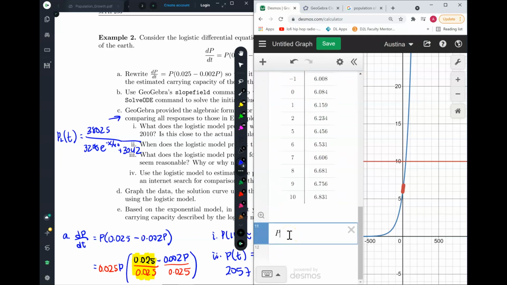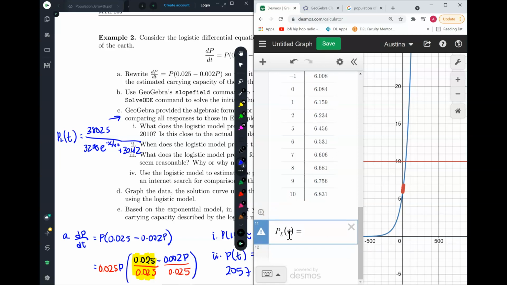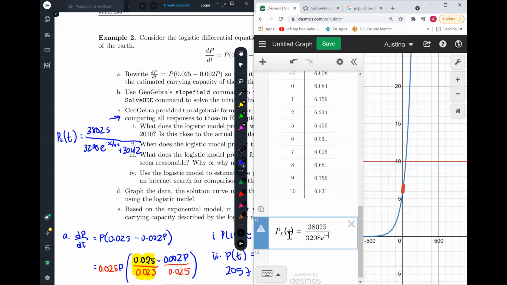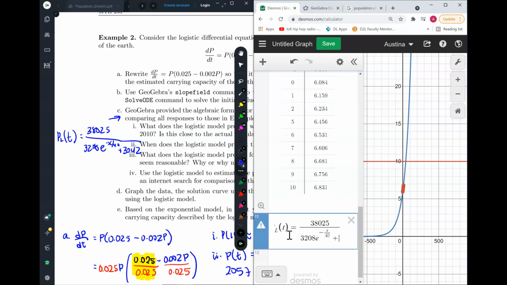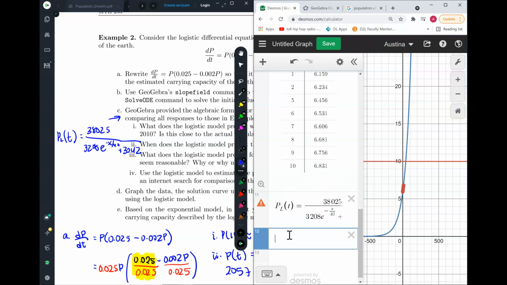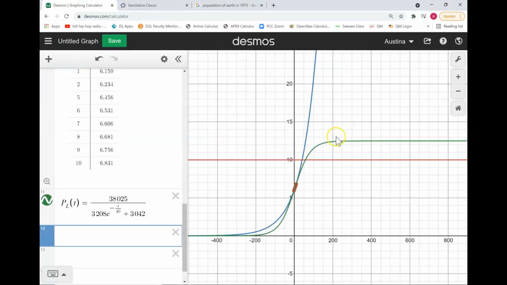So now I'm going to do the logistic model. This is going to be 38025 over 3208 e to the negative x over 40 plus 3042. Oh, it's mad at me, because I put an x in there instead of a t. There we go. Okay, so let's bring all that together here.